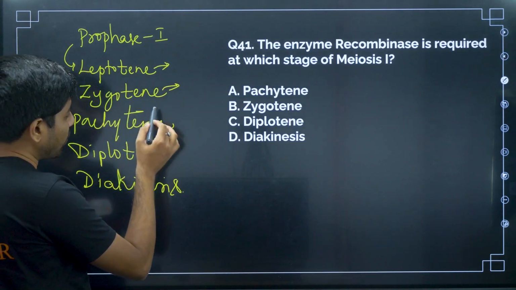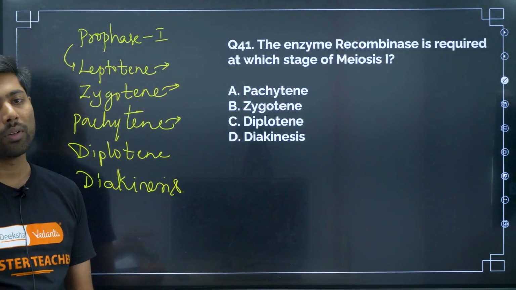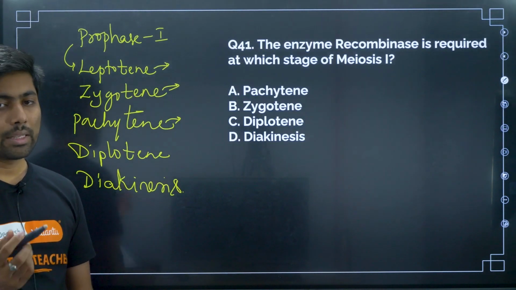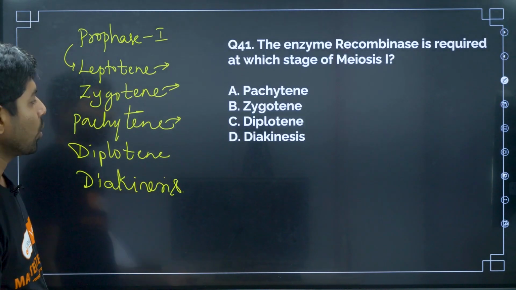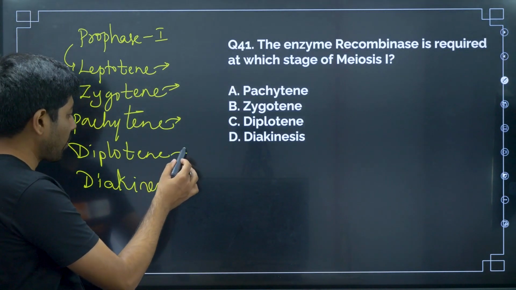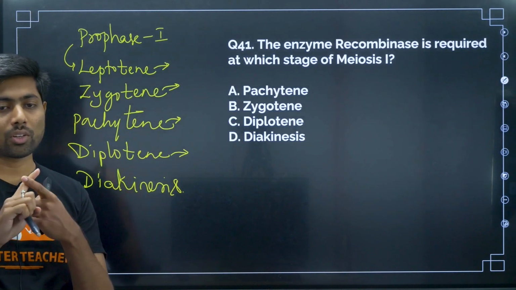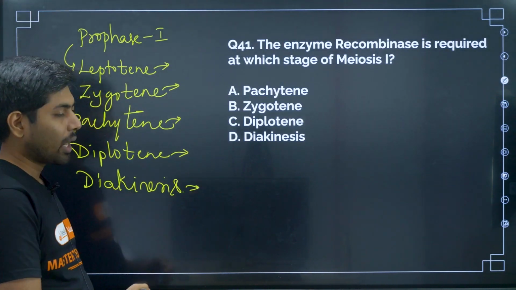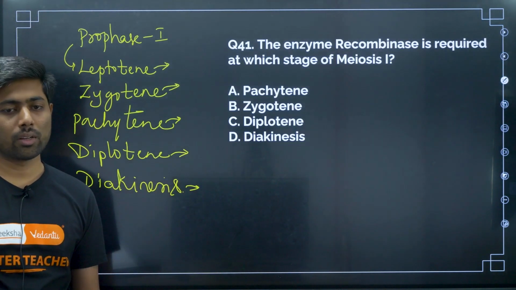Correct? Now in pachytene, what happens? In pachytene, a recombination nodule is formed at the point of contact, which contains an enzyme called recombinase, which brings about crossing over, right? In diplotene, what happens once the crossing over is done? Chiasmata, an X-shaped structure, is formed. Then in diakinesis, terminalization of chiasmata occurs and the two homologous chromosomes will separate, right?